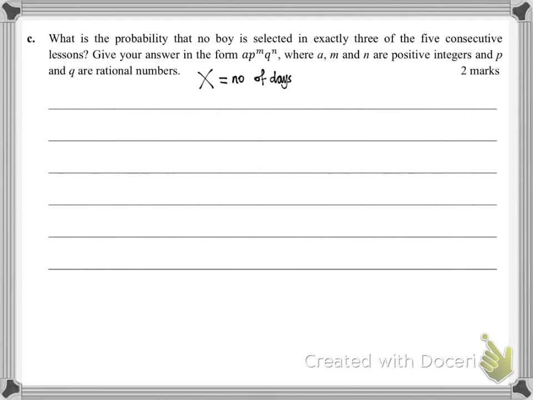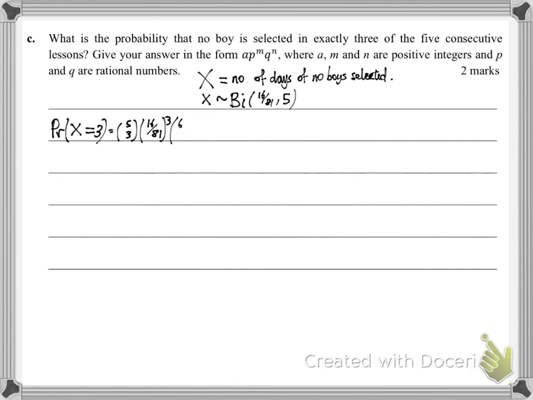So let's define the binomial random variable X. It's the number of days of no boys selected. X is a binomial random variable. Probability of selecting no boys is from the previous question, 16 out of 81, for 5 number of trials. Okay, so we're solving this. For exactly 3 of the 5 consecutive days, X is equal to 3. So we need number of combinations of 3 into 5. Probability of success to the power of 3, probability of failure to the power of 2.